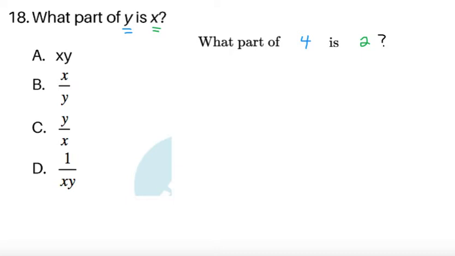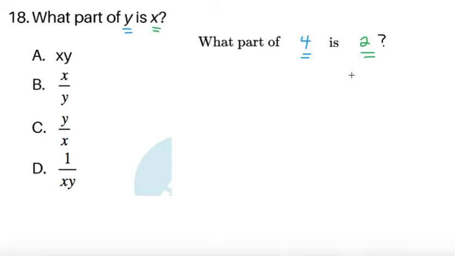For item 18, what part of y is x? That might be a very difficult thing to grasp. So let's try to make some substitutions for y and x. Let's say y equals 4 and then x equals 2. So what part of 4 is 2? Now this is an easier question to answer.